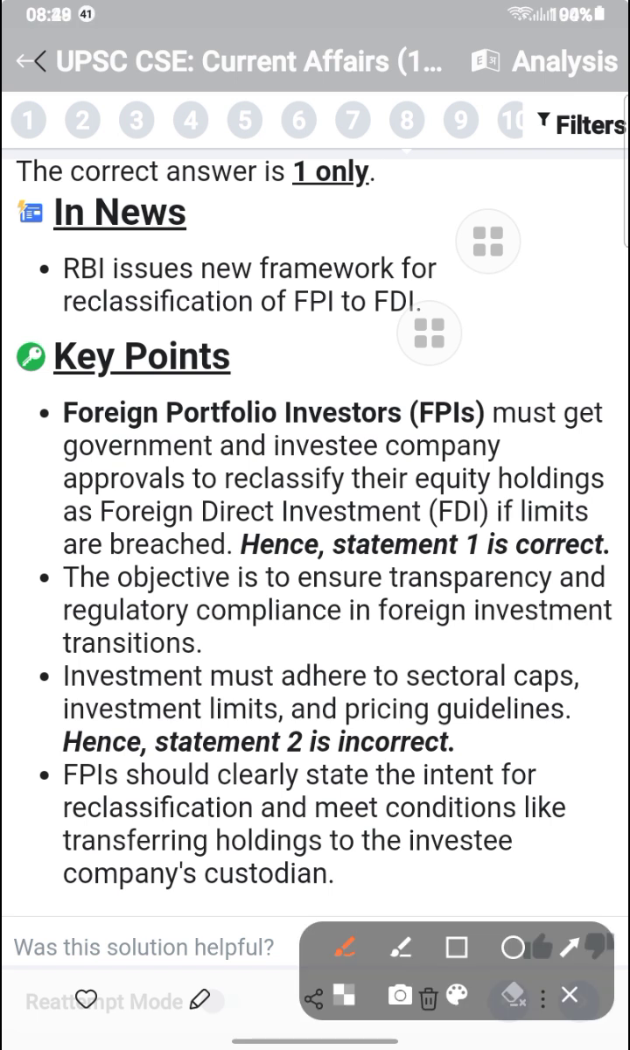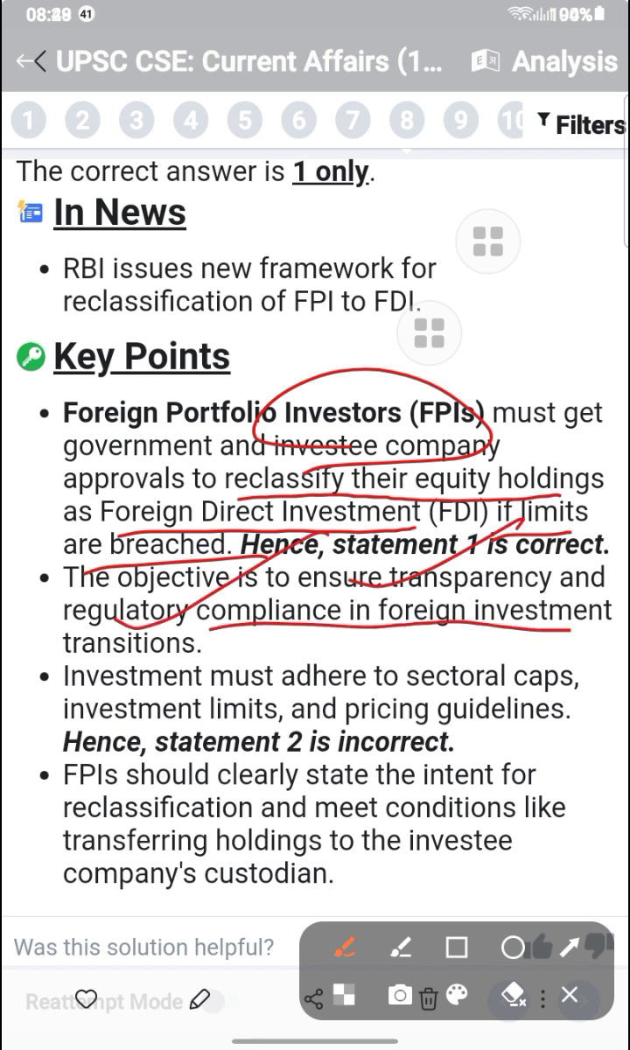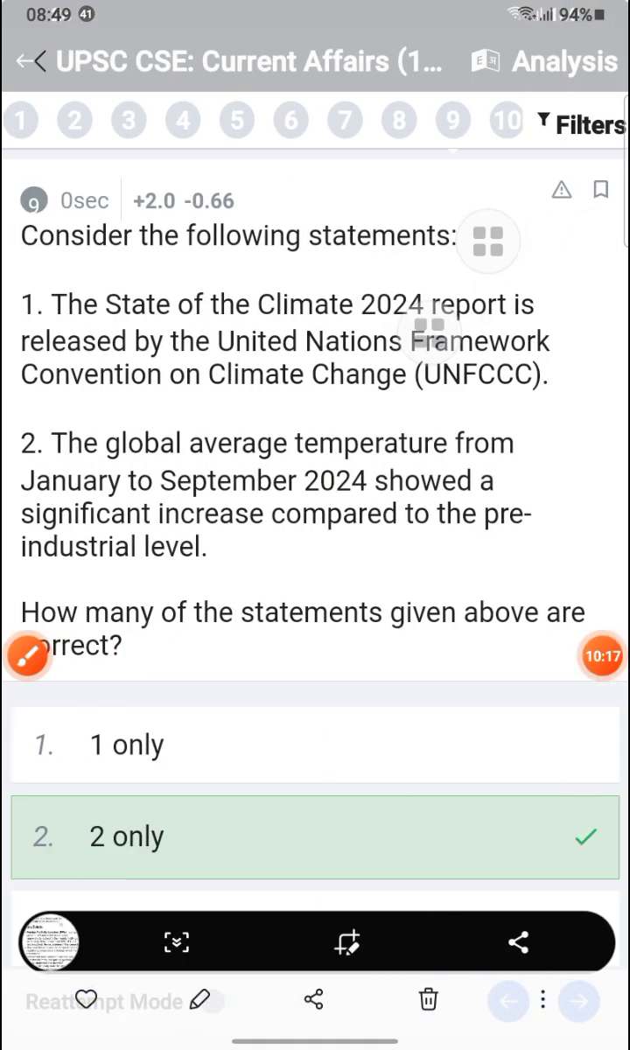So a foreign portfolio investment might need government and investee company approval to reclassify the holding as foreign direct investment if limits are breached. The objective is to ensure transparency and regulatory compliance, and the investment must adhere to sectoral caps, investment limits, and pricing guidelines. FPI should clearly state the intent for reclassification and meet conditions like transferring holding to the investee company's custodian. So there should be a reclassification, and there should be clarity like transferring holding to the investee company and custodian. Okay, consider the following statement.